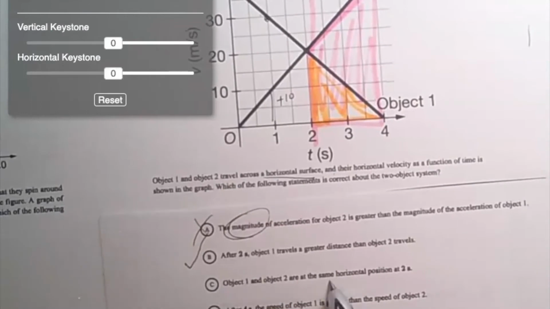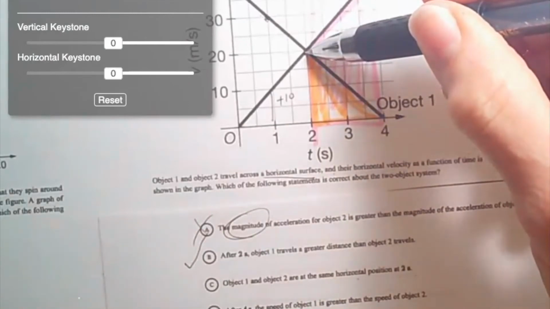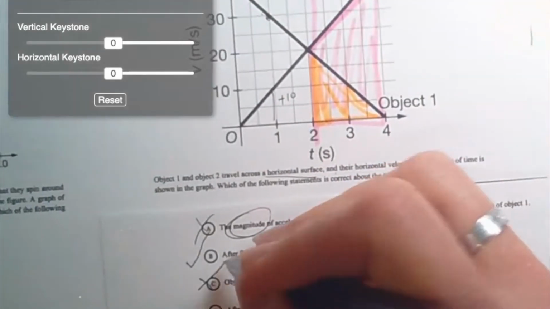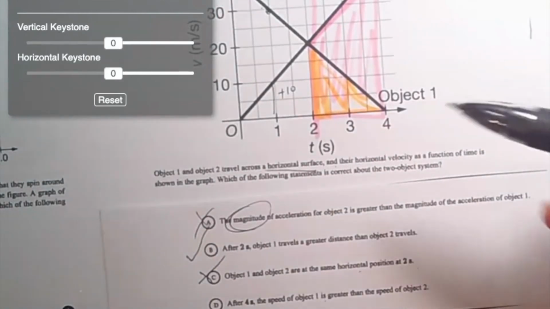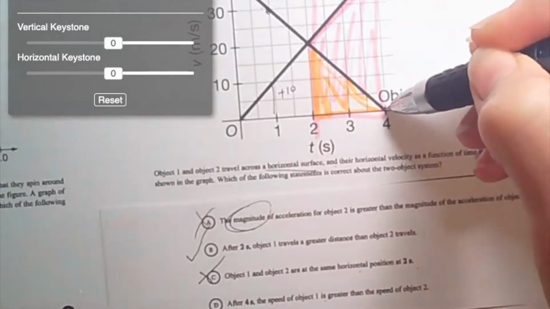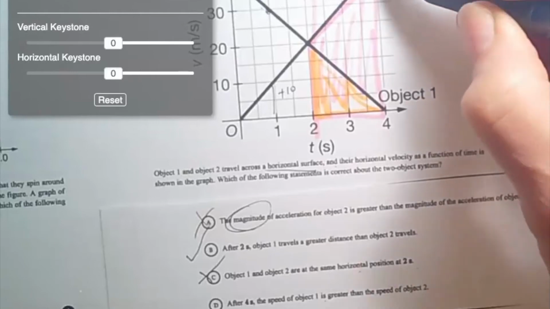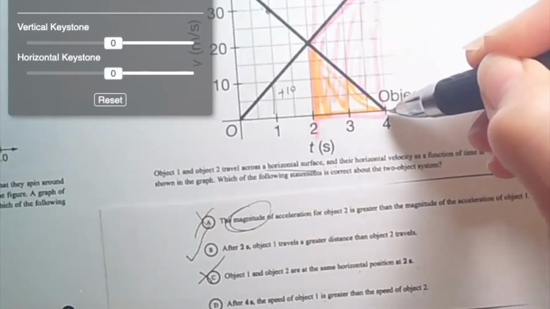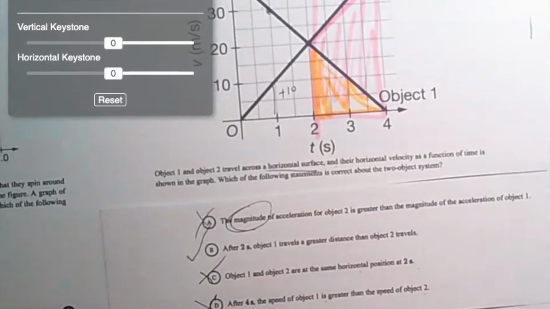Object 1 and 2 are at the same position at 2 seconds. Well, that's not true because you don't know where they start or anything, so that's impossible to tell. After 4 seconds, the speed of the object is greater than the speed of object 2. Well, we can see that at 4 seconds, this has a speed of 40 and this has a speed of 0, but we don't know what happens after that time, so we can't make that assumption.